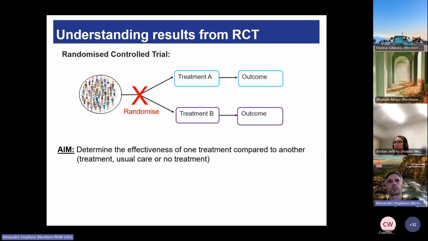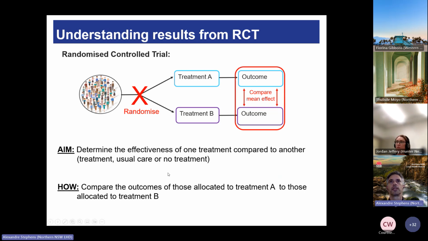So we do a randomized controlled trial. The aim might be to determine the effectiveness of one treatment compared to the other. This is how the trial works. We'll sample from a population, randomly allocate them to at least 2 study groups. Some patients or participants get allocated to treatment group A, others to treatment group B. Over time, we follow them and gather some information of their outcomes. And what we want to do is get an understanding of whether there are any differences in the outcome between those 2 treatment groups. And it's as easy as comparing the means of the outcomes between those 2 treatment groups.